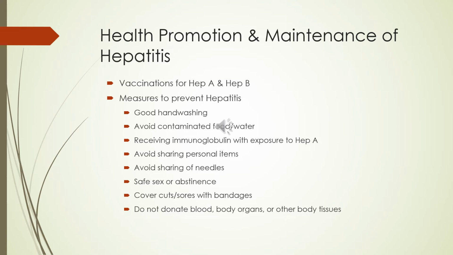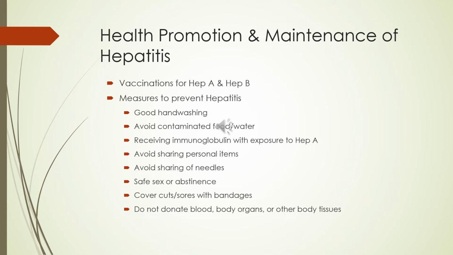The other thing we need to also think about is measures to prevent hepatitis. So that would be things like good hand washing, and the universal precautions that we are supposed to use all the time, every time on every patient. Avoid contaminated food and water. Also, receiving immunoglobulin with exposure to hepatitis A would be a health promotion.